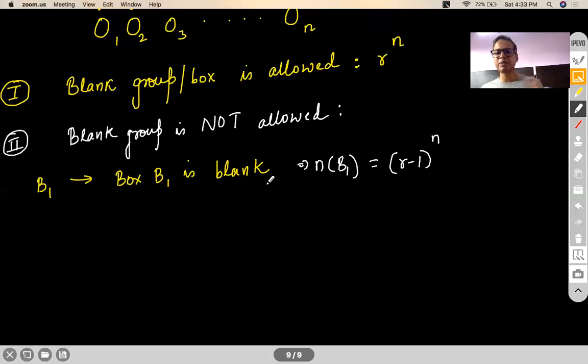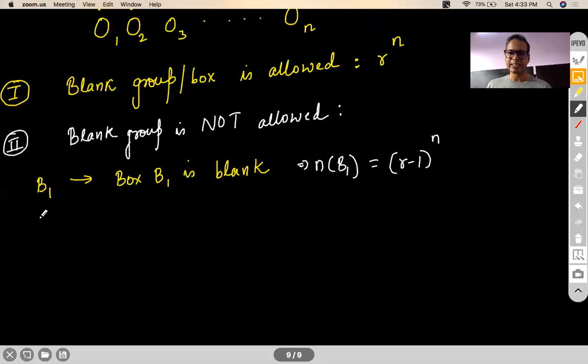But B1 is definitely blank. That is what I'm trying to say. Don't take this case as if I'm trying to say only B1 is blank. No, I'm not saying only B1 is blank. I'm saying B1 is blank. Others may or may not be blank, which I don't care. Why I'm taking this case, you will understand in some time. Just have a bit of patience.